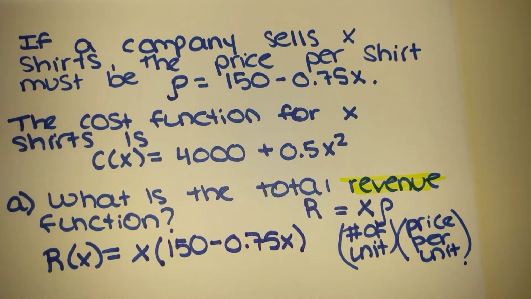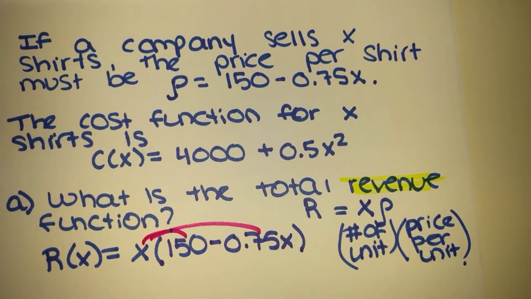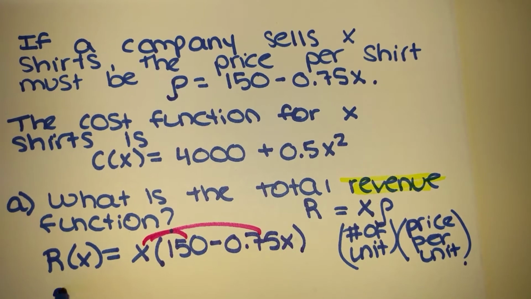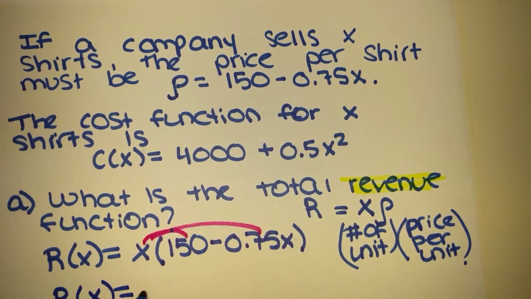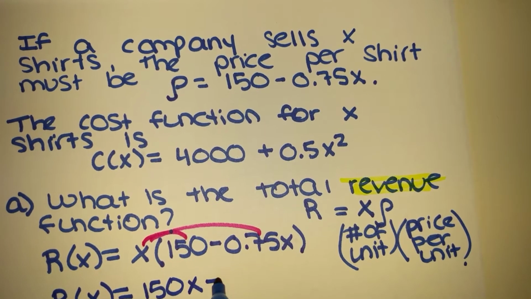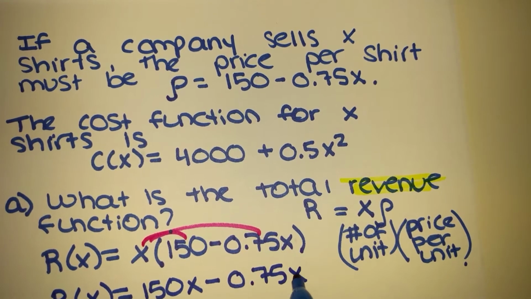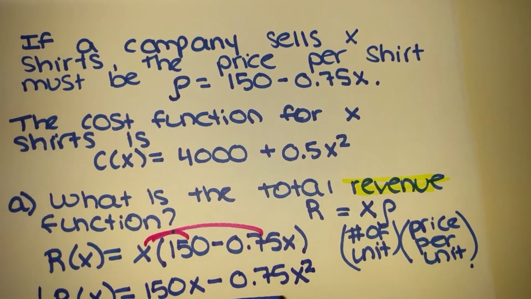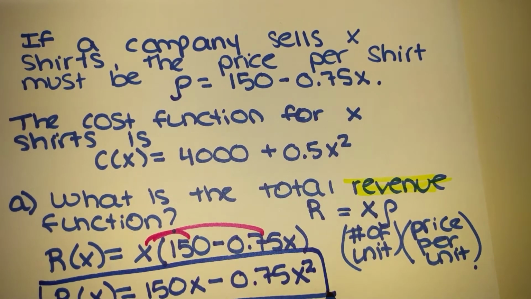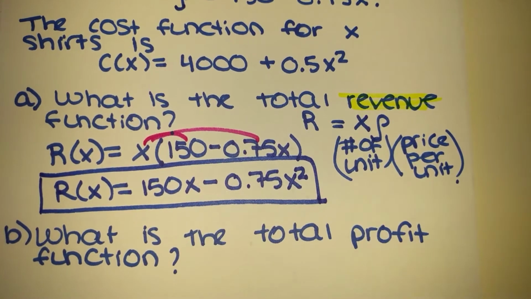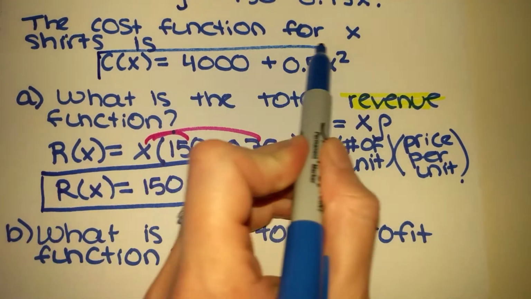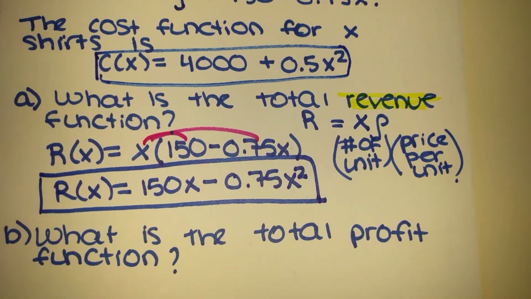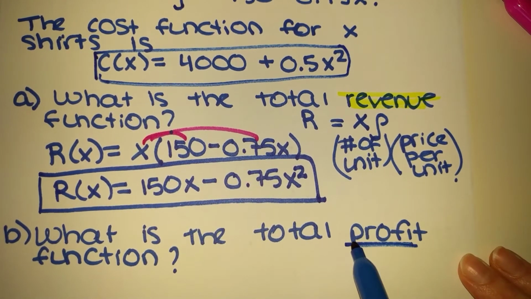In simplifying this, we will simply distribute, and then we get that our revenue function is equal to 150x minus 0.75x squared. Now, once we have the revenue function, because we also have the cost function given here, we can put those two together to find our total profit function.